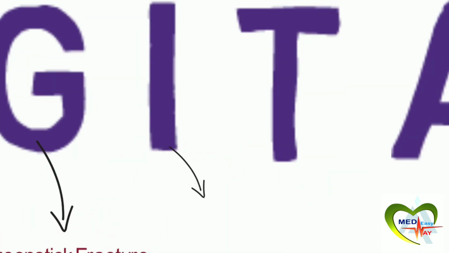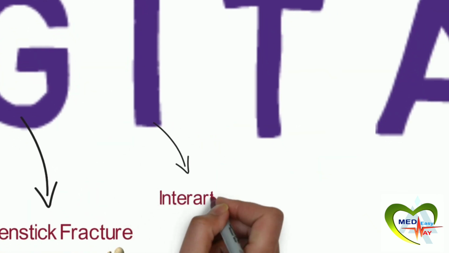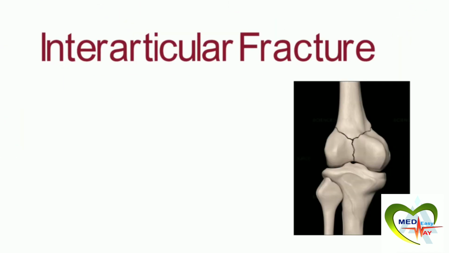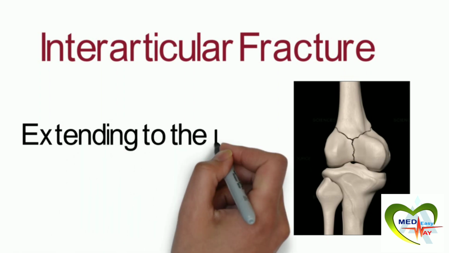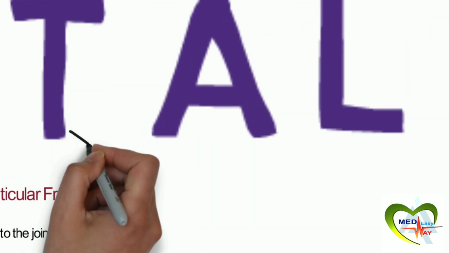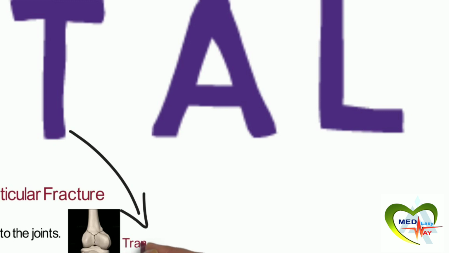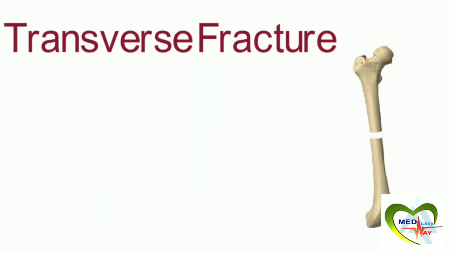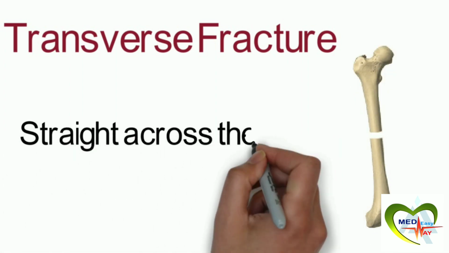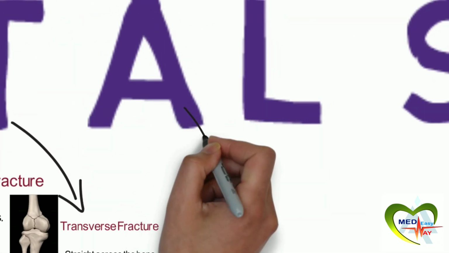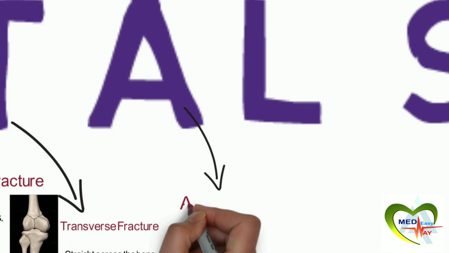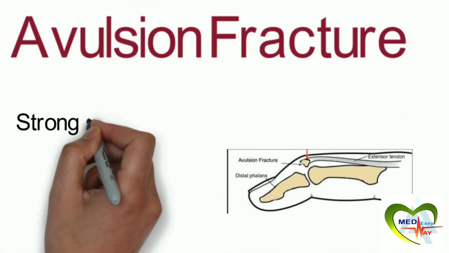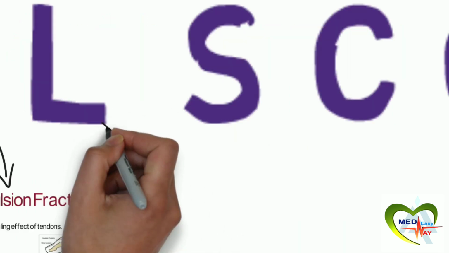Next, I is for intra-articular fracture. It is a fracture extending to the joints. Next, T is for transverse fracture. It is a fracture which occurs straight across the bone. Next, A is for avulsion fracture. It is a fracture which results from the strong pulling effect of tendons.